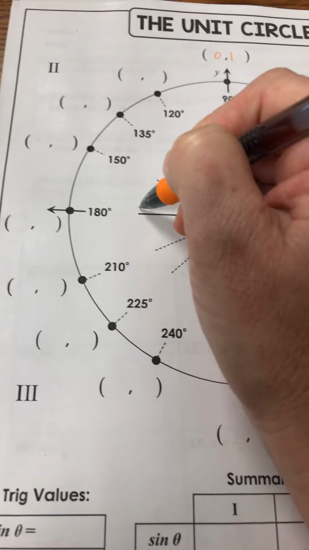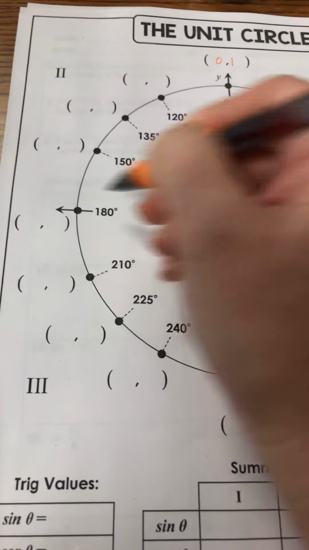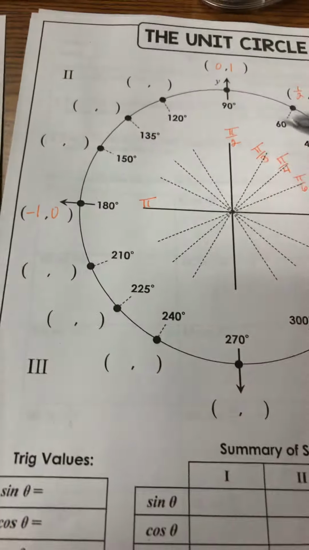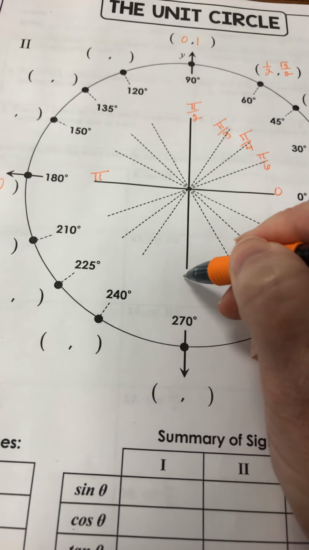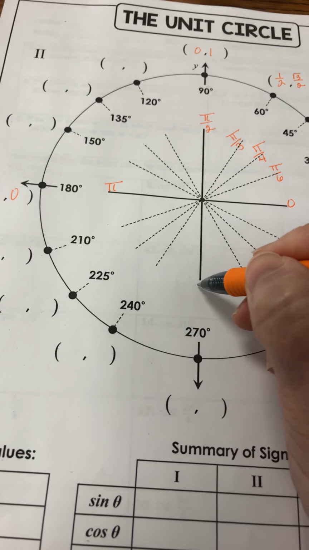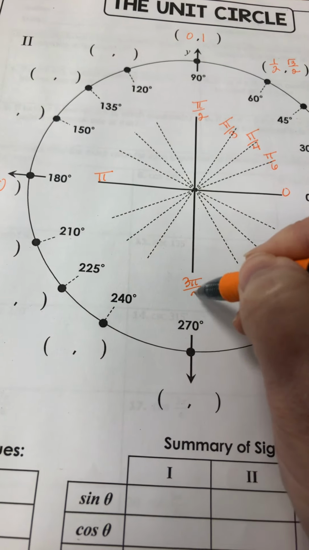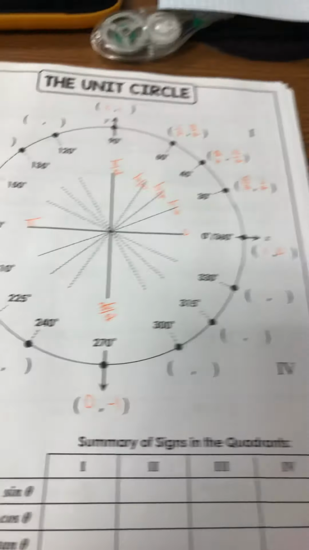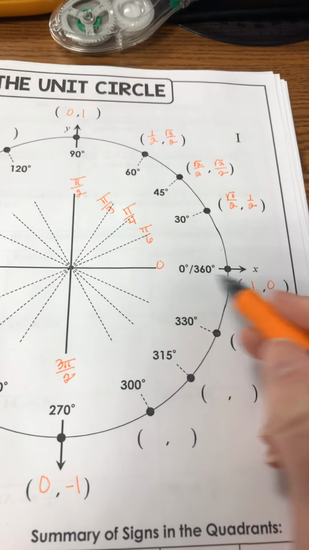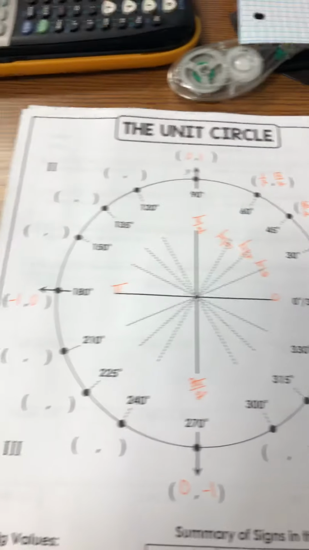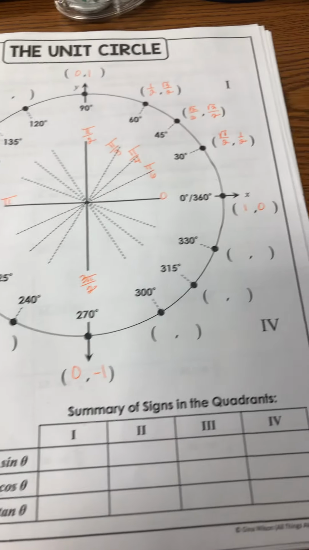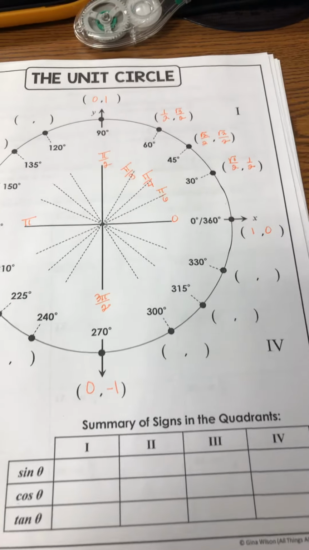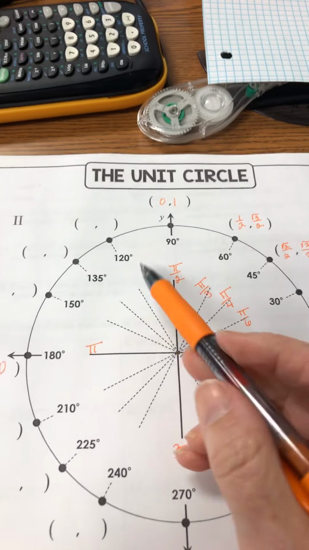Then we did 180, which is just pi, and the ordered pair is -1 and 0. Then we did 270 degrees, which is 3 pi over 2, and its ordered pair is 0 and -1. So 0 and 360, remember, are the same. So we went ahead and filled in everything that we got from our table that we just filled out. So how are we going to get these other values?